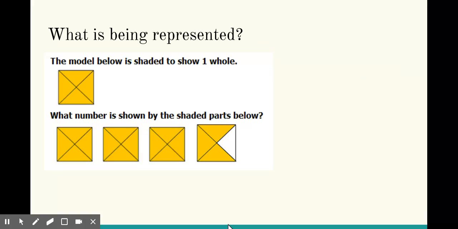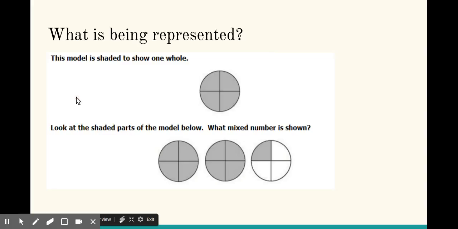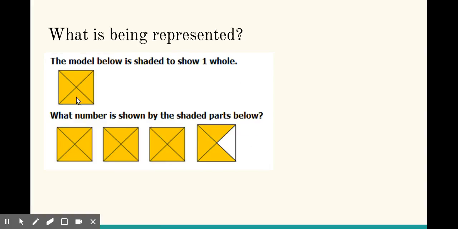So again, here's our informational statement. This model is shaded to show one whole. Do you see this is one whole? So this is not a part of what it's asking you. This is information for you. This is just information. So this is where our question comes in. What number is shown by these shaded parts?